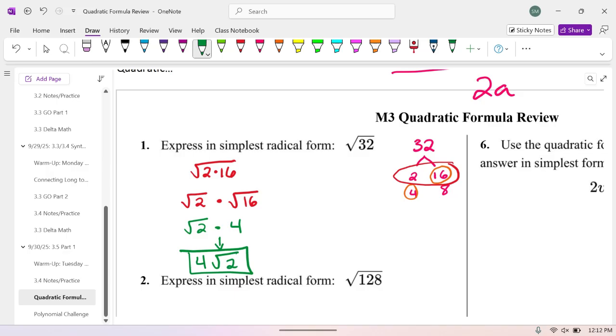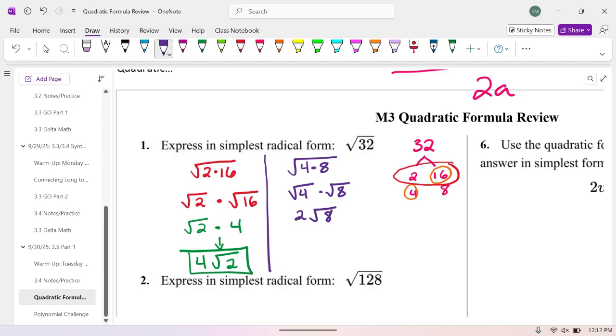Now, let me show you what would happen if you picked 4. You would just have to do it twice. This is just to show you that even if you don't pick the highest, you can still do it as long as you have a perfect square. So, let's say I picked 4 and 8. I separate this as 4 times 8, so I can make this the square root of 4 times the square root of 8. What's the square root of 4? 2. So I get 2 square root of 8.